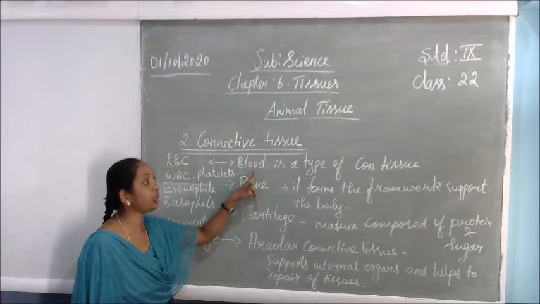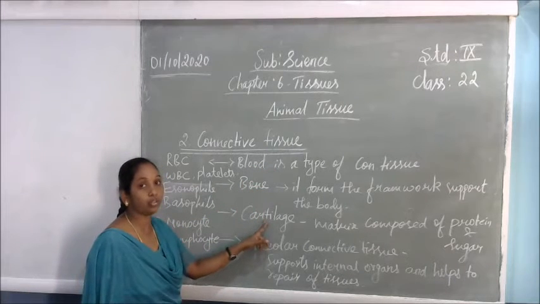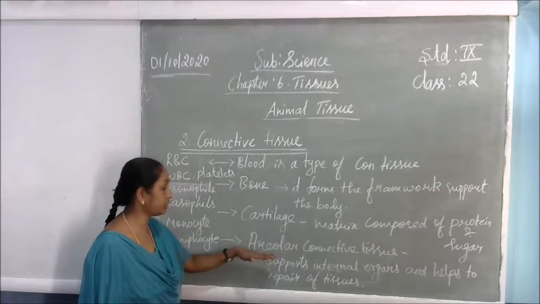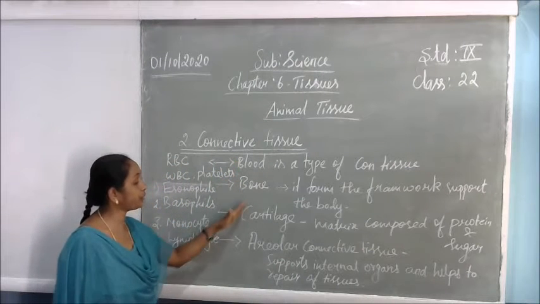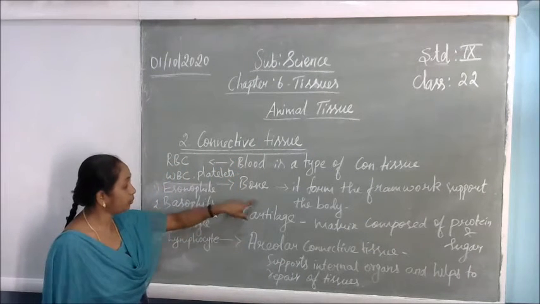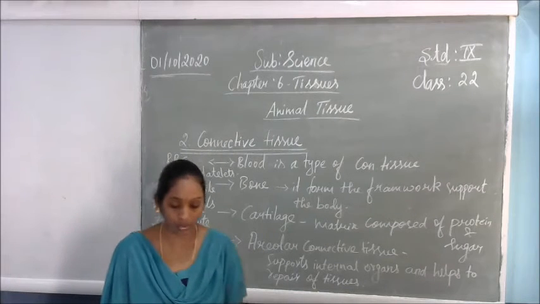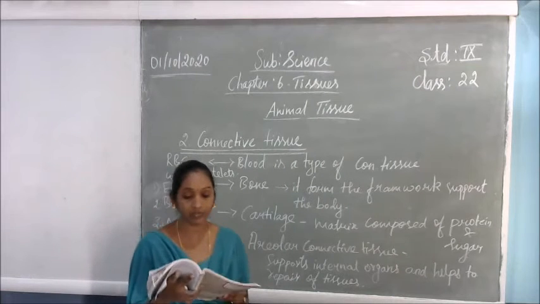Blood is one of the important connective tissues. Then bone, and inside the bone, cartilage will be present. Okay. So that cartilage also is a connective tissue. Then areolar connective tissues. So there are four types of connective tissues here: blood, bone, cartilage, and areolar connective tissues. So one by one we will discuss now. Take out page number 75.